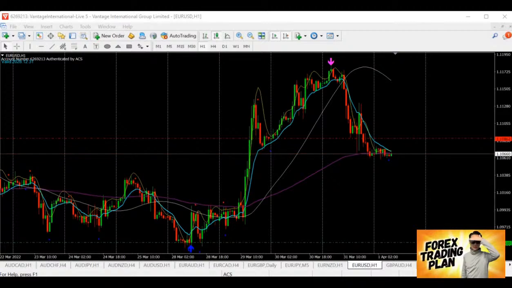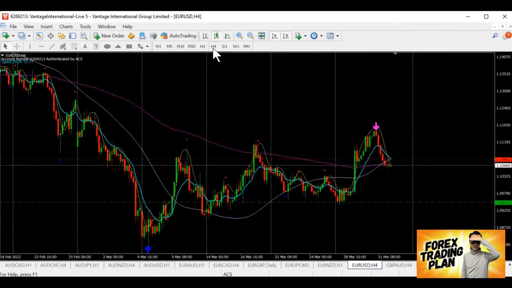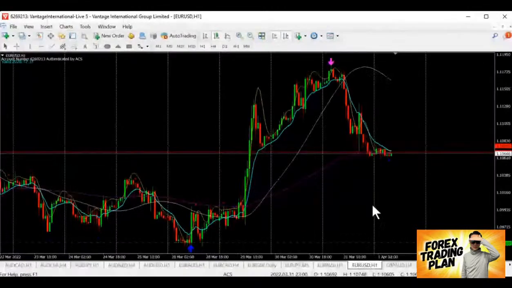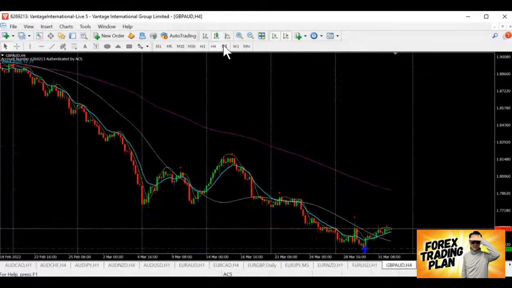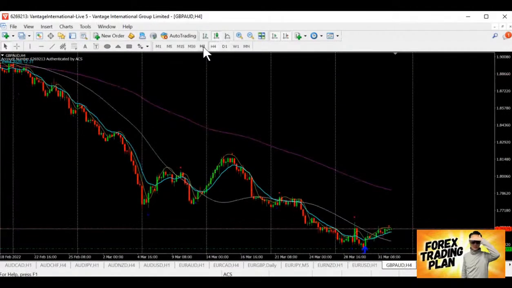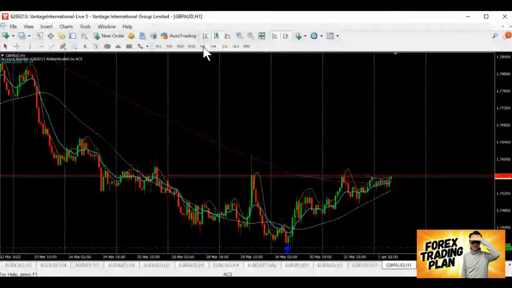Okay, all right, so over here, let's see. Euro Dollar. Okay, yes, that's right. So let's wait for it to meet up with this resistance, then we will be able to sell. All right. So Pound Aussie, no. Pound Aussie, very straightforward. I think it's retracing upwards.